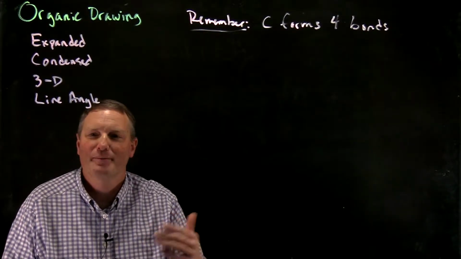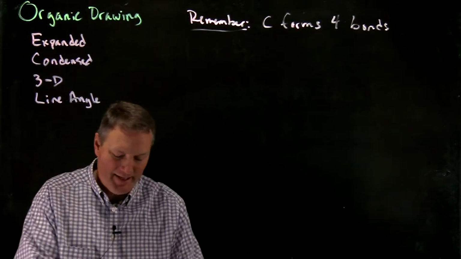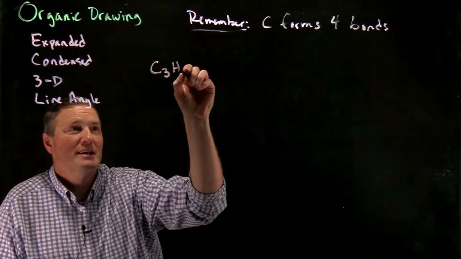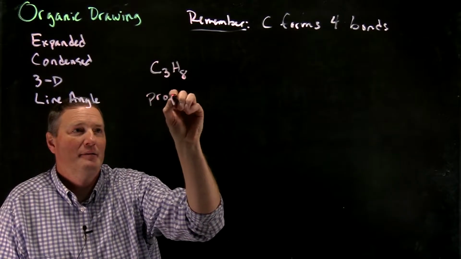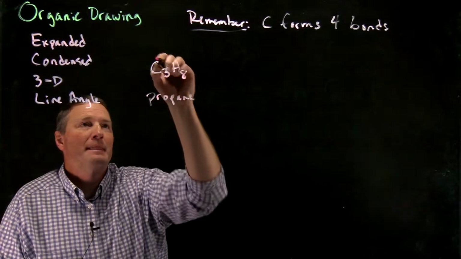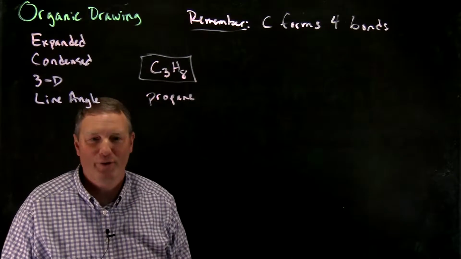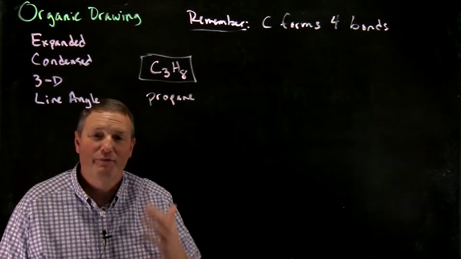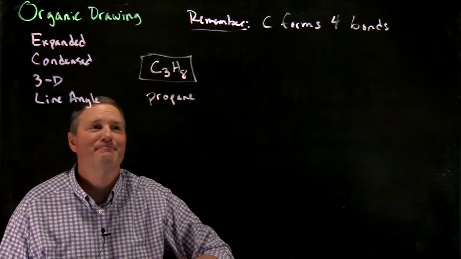All right, in this video, we're going to look at a couple more examples of organic drawing, but we're going to look at a little bit more complicated examples. So to start out, let's draw C3H8. Now this molecule is called propane. And as we discussed in the last video, always remember that carbon is going to form four bonds. So let's draw the four different ways of doing this. So expanded, condensed, 3D, and line angle.